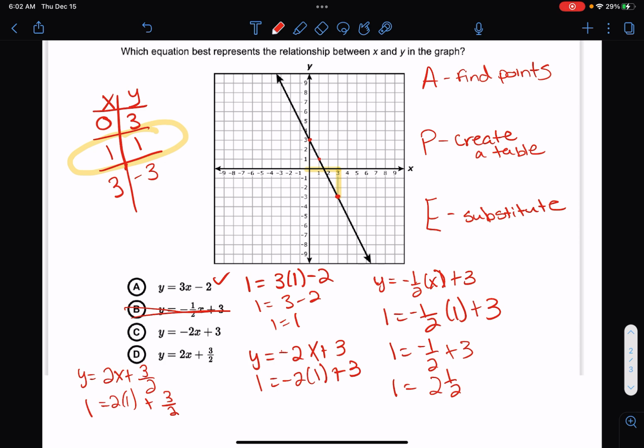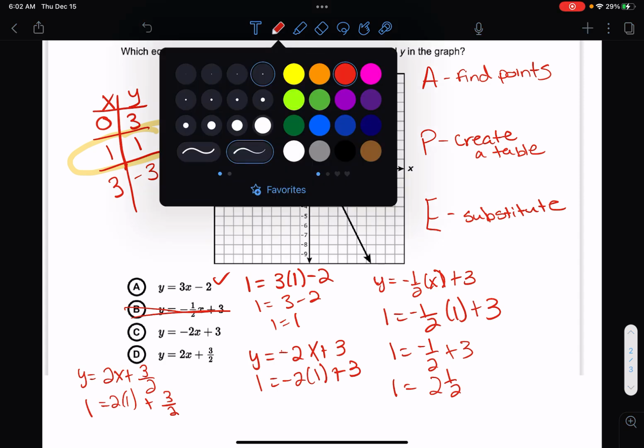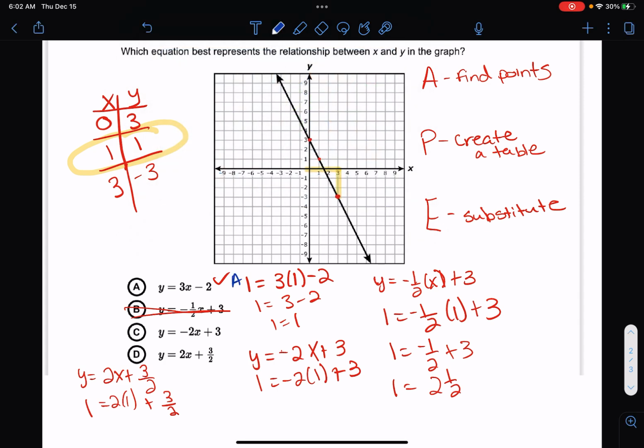So go ahead and finish that one off, and make sure you show your work. I did the first couple for you. This was A, this was B, so I did the first 2, and C and D I just plugged in for you. So I'll be nice and I'll do it: 1 equals, what's negative 2 times a positive 1? That's negative 2 plus 3. Are your signs the same or different? Different. So what do you do when your signs are different? Subtract. So that is correct.